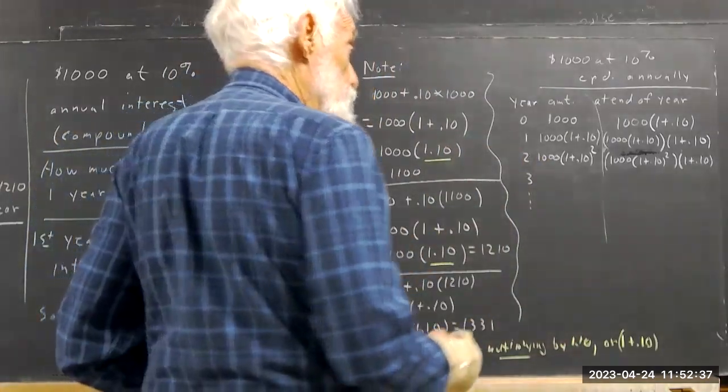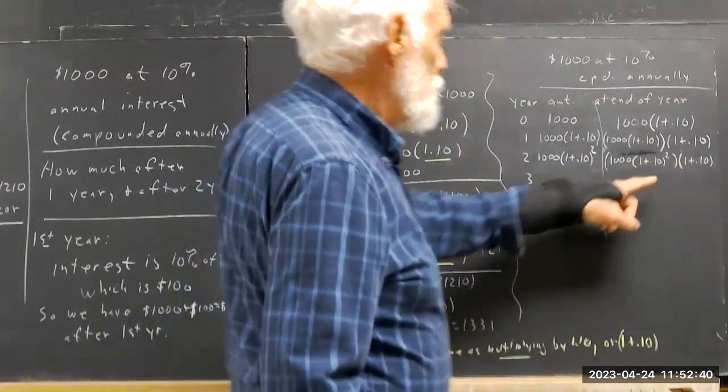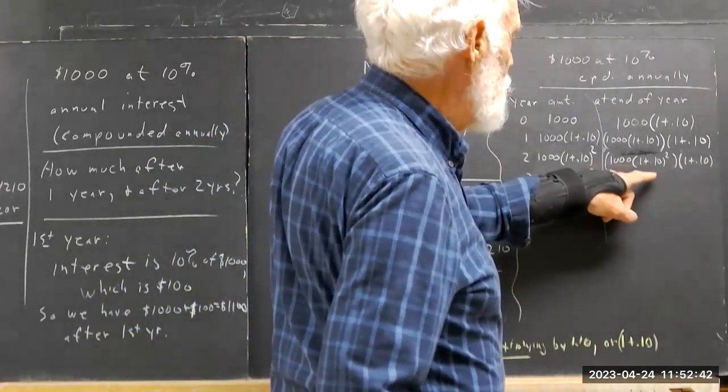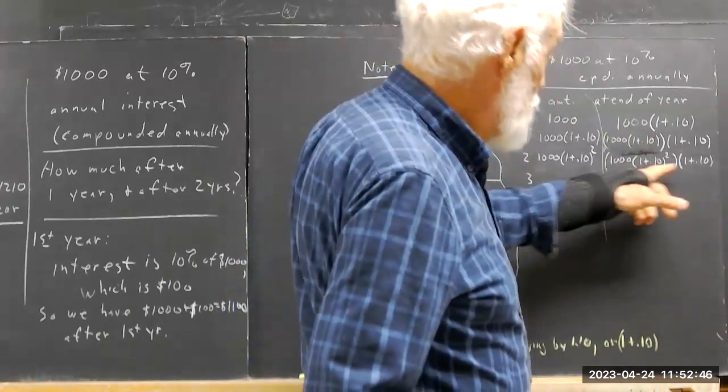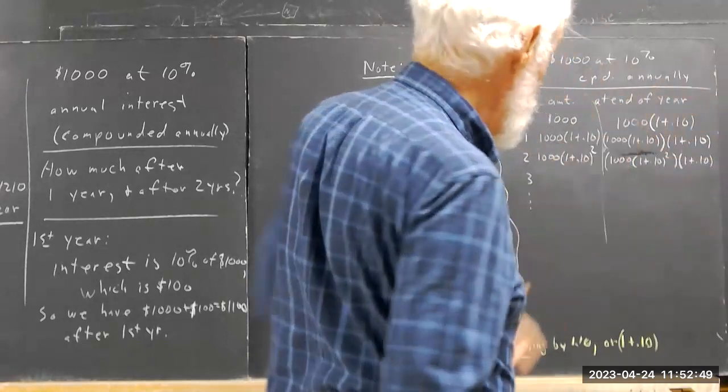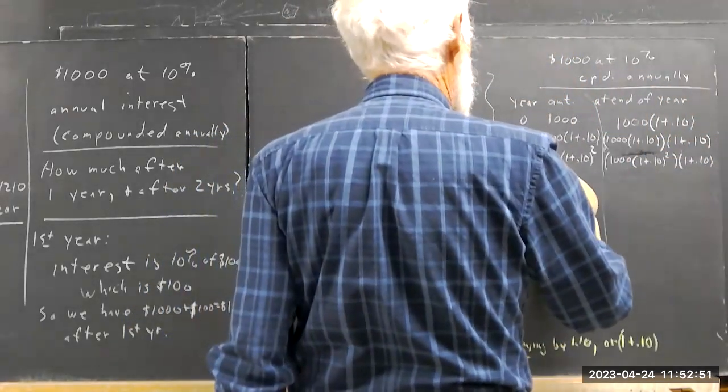At the beginning of the third year, I'm going to have this much, but I'm going to write this out as 1,000 times (1 + 0.10) cubed. Because the square times another factor gives us the cube. That's 1,000.